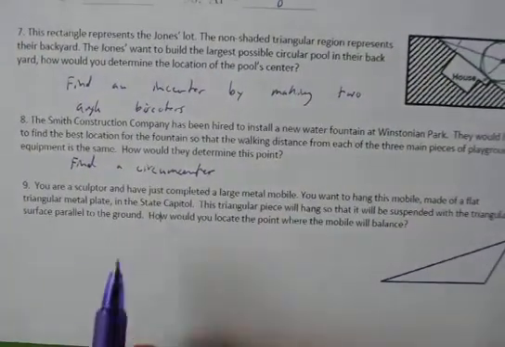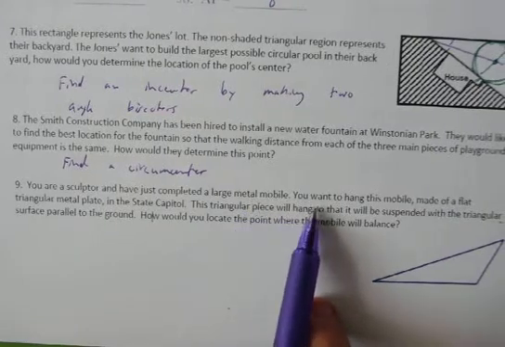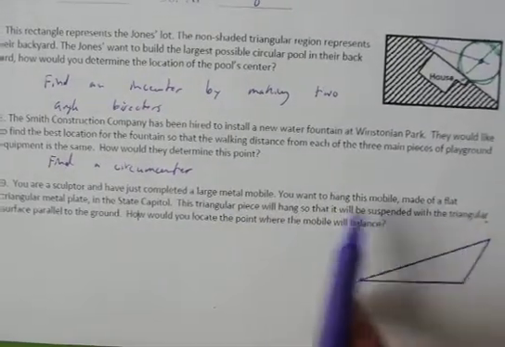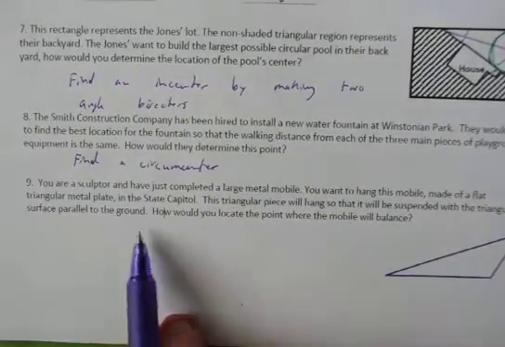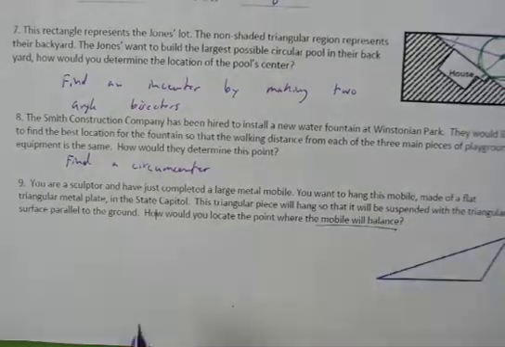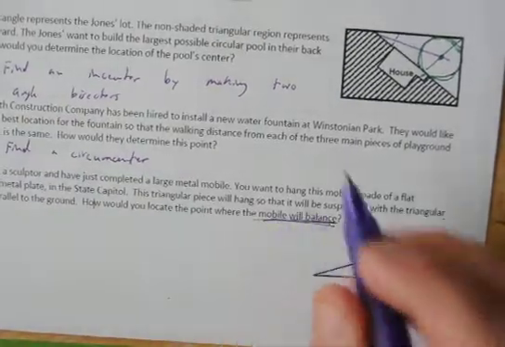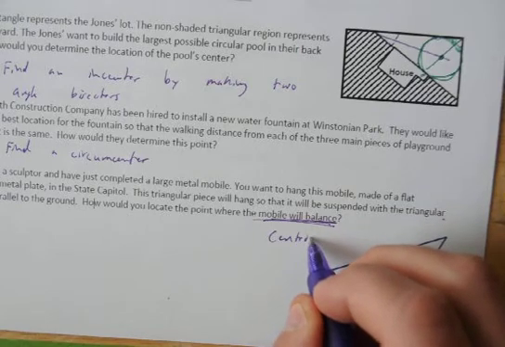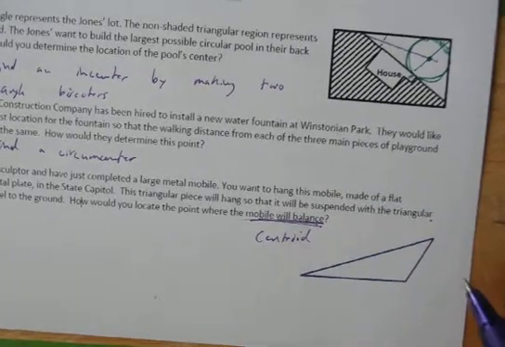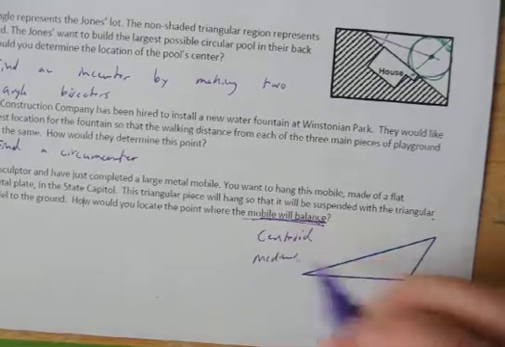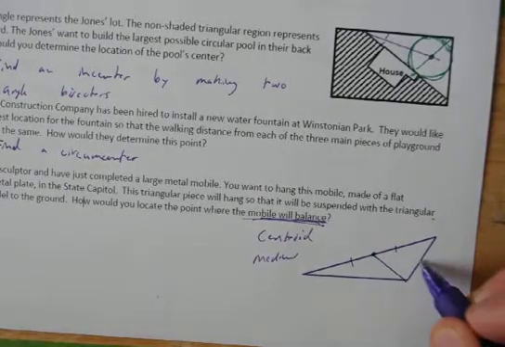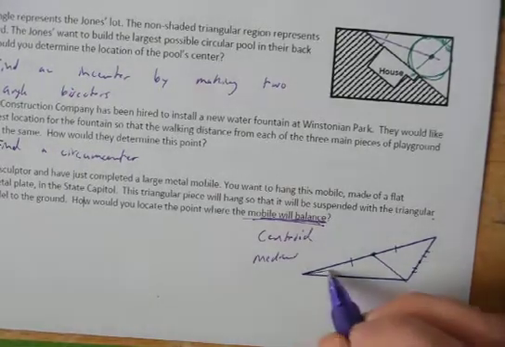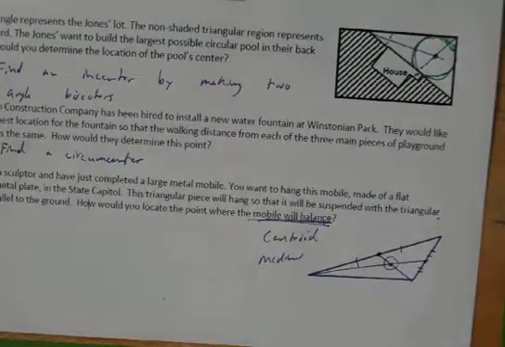And then the last one, you're a sculptor and just completed a large metal mobile that you want to hang. You want to hang this mobile made of a flat triangular metal plate. String will be attached and suspended. How would you locate the point where the mobile will balance? The balancing point would be the centroid of a triangle. You need medians. So to find medians, you do a midpoint, vertex, midpoint, vertex. There it is. There's the balancing point of that triangle.